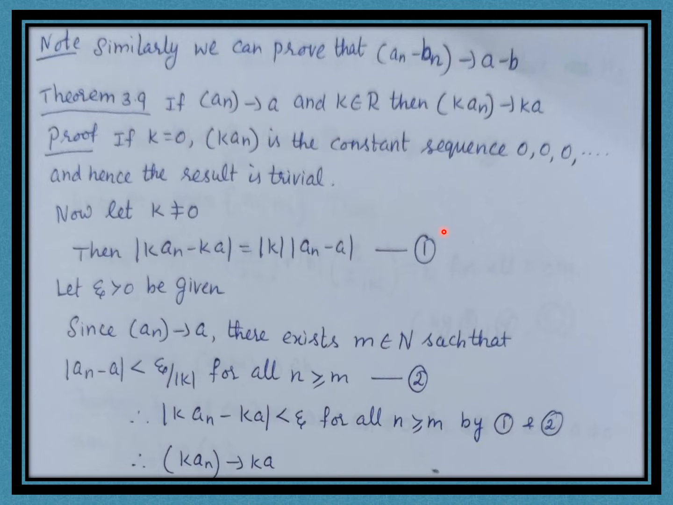We have to note that instead of plus, if we have minus, the same result will hold. The sequence an minus bn will converge to a minus b.